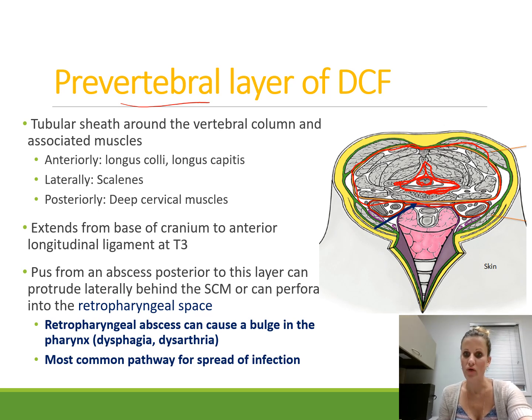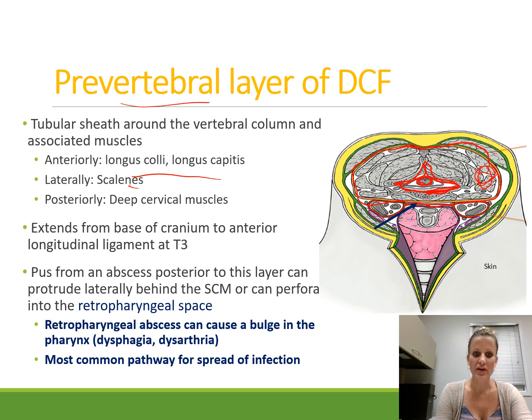And then, of course, we have all of the muscles that surround the vertebral column. Anteriorly, we have the longus colli and the longus capitis. Laterally, we'll see that we have the scalenes, so the anterior scalene, the middle scalene, and the posterior scalene. And then posteriorly, we have the deep cervical muscles. And you guys will see all of these in lab.